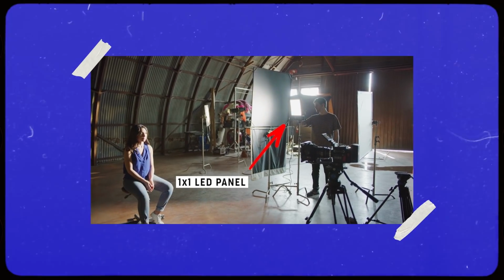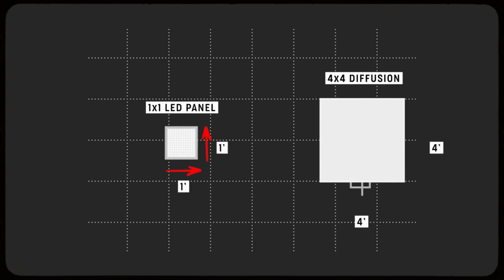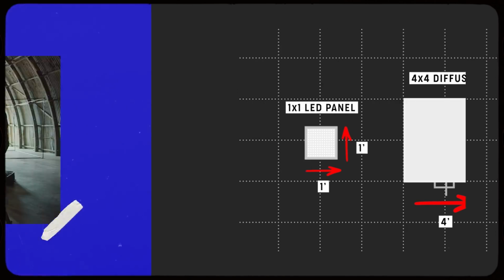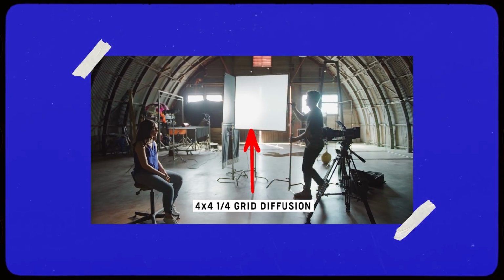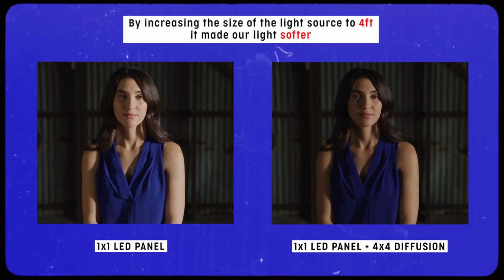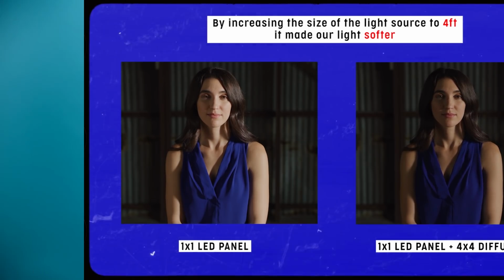So if you just took a 1 by 1 light panel and shined it right at my face, it would appear very harsh. 1 foot by 1 foot is pretty small. But if you were to put that 1 by 1 light panel and send it through a 4 by 4 frame, now your light source is 4 feet big. The larger it is, it has a better chance at wrapping around and appearing softer, getting rid of harsh shadows. And beyond that, if you took that 1 by 1 light panel and sent it through a 12 by 12 frame of diffusion, it's going to feel incredibly soft.